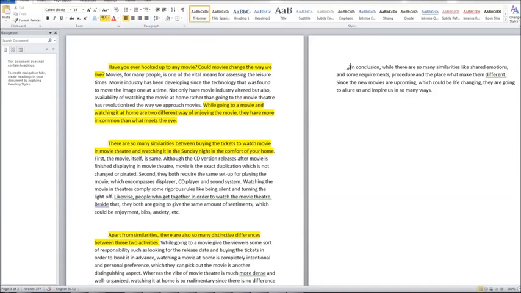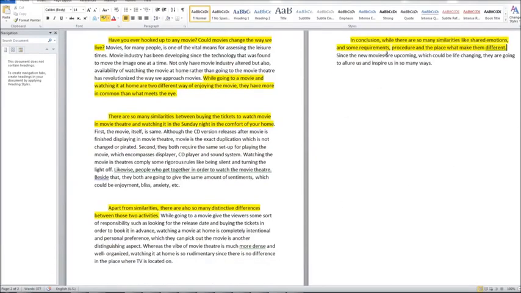And the last paragraph says, in conclusion, while there are so many similarities like shared emotions and some requirements that were mentioned in the second paragraph, procedure and the place make them different. Oh, this sentence is not clear, but still, those 2 aspects have already been mentioned in the 3rd paragraph. And what we're doing in the last paragraph, which is the conclusion part, is we basically restate what we wrote in those 2 developing paragraphs.